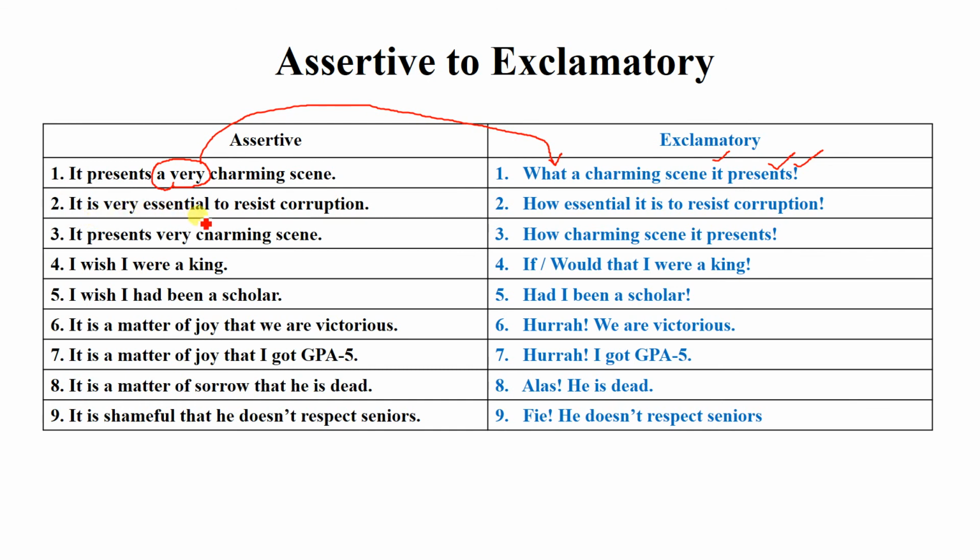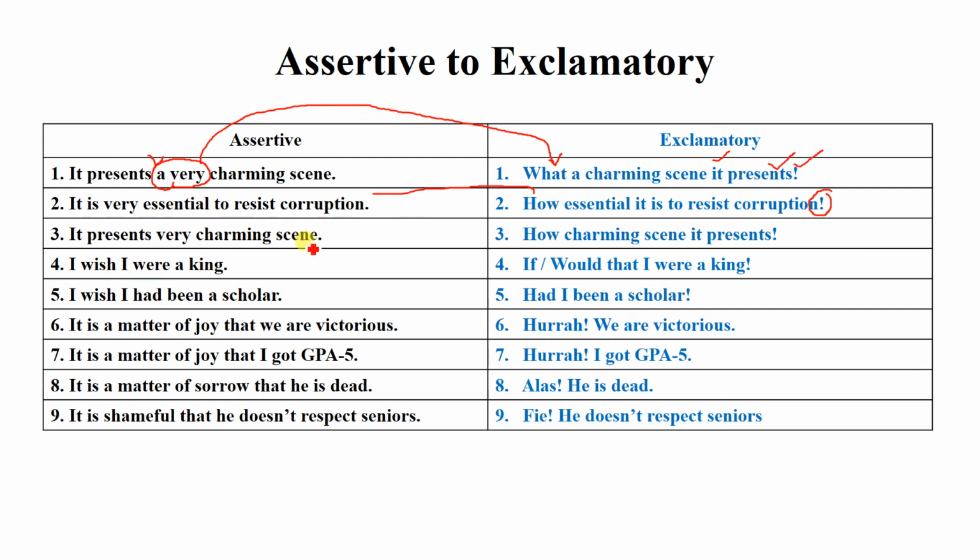"It is very essential to resist corruption." This sentence does not have "a." "Very" is single here, and with "very" there is no "a." That's why we start this sentence with "how." After "how," we use the adjective, that's "essential," and then the subject and verb and the rest of the sentence, "to resist corruption." And last of all, we use a note of exclamation. Never forget to use a note of exclamation after the sentence.